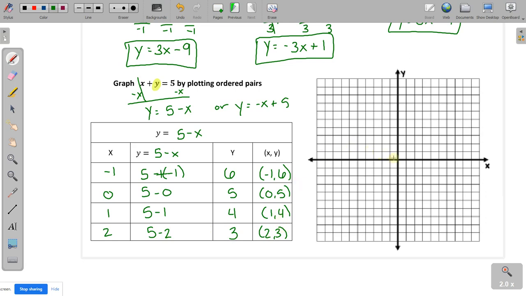Now graph it. So negative 1, 6. 0, 5. 1, 4. And 2, 3. Once you have your points plotted, draw your line, edge to edge of the graph. And then draw your arrows.